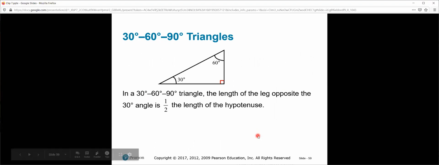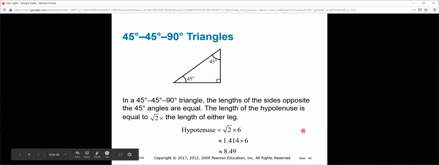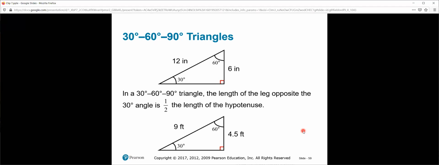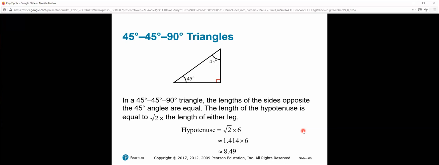30, 60, 90 triangles. These are 3, 4, 5 triangles, I believe. Shortcut way of doing it. If you like shortcuts, cool. Could be useful if you run into this exact triangle. Okay. 45, 45, 90 triangles. Another one that exists out there. Again, this shortcut's useful if you are doing something that involves these common triangles. But the underlying math has not changed for the conversation. That's the key thing I want to bring up here. Cool.